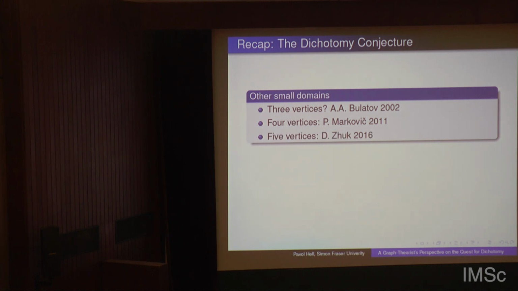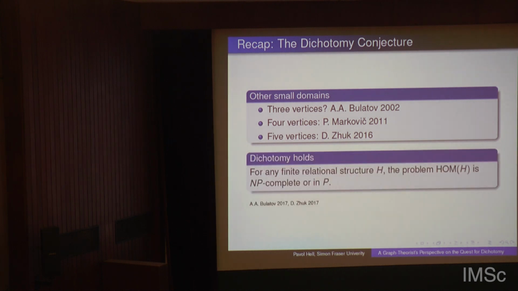By now, the techniques that they developed, which I will mention next, were strong enough that eventually they were able to prove the conjecture, and this was independently by Bulatov and Zhuk in 2017. The solution of the conjecture is very appreciated because a lot of people were working on it in large effort in algebra, logic, and graph theory, and other parts of theoretical computer science. Big effort, lots of papers.